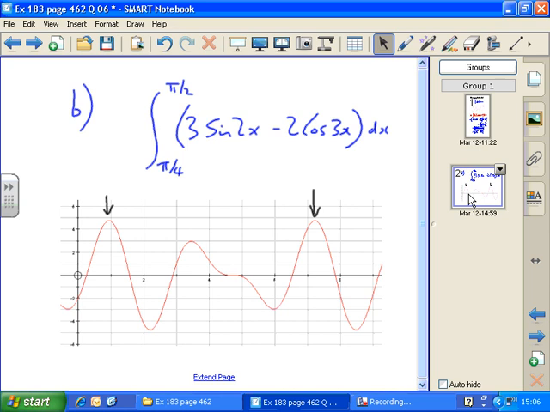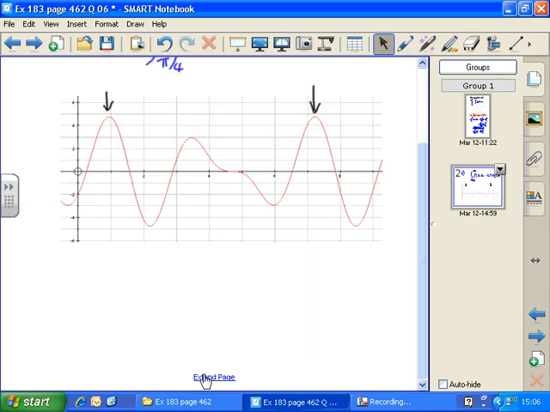And actually, next year or the year after, you'll be looking at Fourier analysis, which splits up complex waves like in this diagram into a combination of sine and cosine functions, as in the integral we've got to do. So it's not uncommon to find integrals like this to have to calculate. So what we do now is we just integrate each part separately.